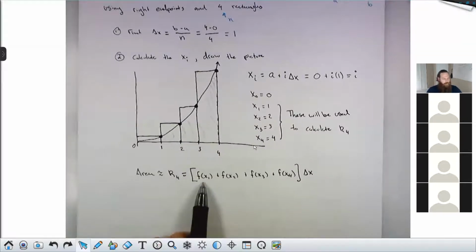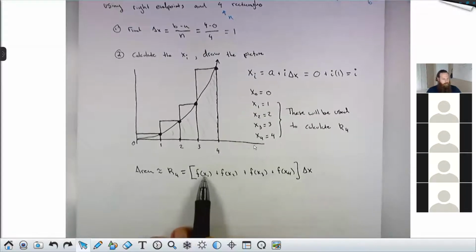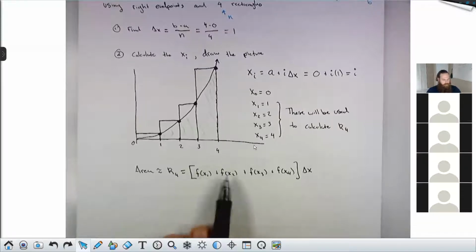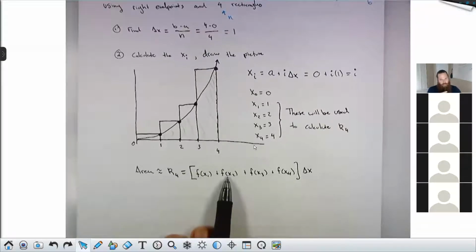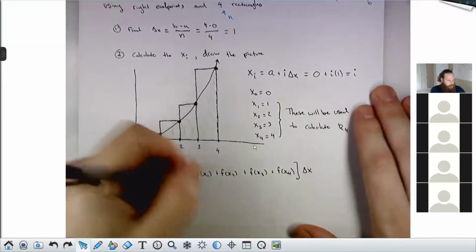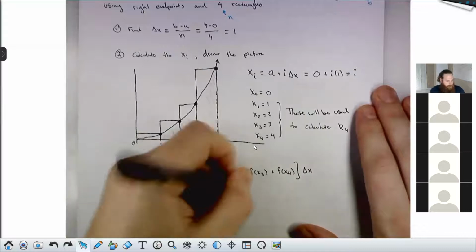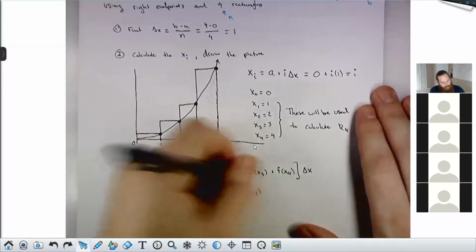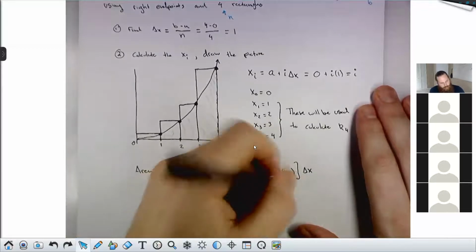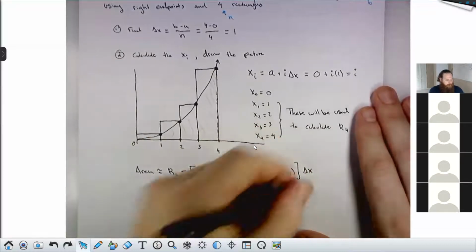This is the height of the first rectangle, height of the second, height of the third, height of the fourth. So the area of the first is f of x1 times delta x. The area of the second is f of x2 times delta x, and so on. I've just factored the delta x all the way out. x1 is 1, so this is f of 1 plus x2 is 2, so this is f of 2. x3 is 3, and x4 is 4. So those are what I'm plugging into my function. Delta x also is 1.